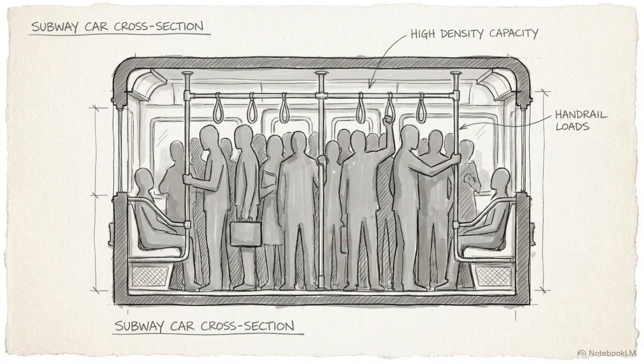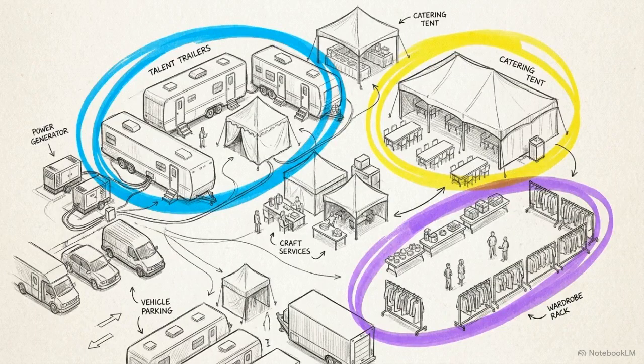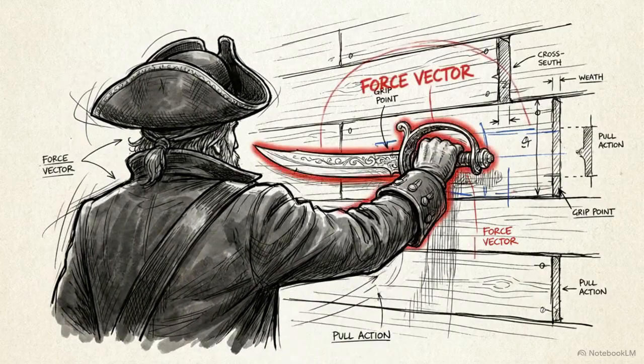You'll want to separate atmosphere extras, who simply fill a space, like commuters in a subway, from featured extras, who have a specific function, like a cashier ringing up groceries. Grouping these talent tiers correctly determines how many trailers, meals, and wardrobe setups you'll need to pay for on the day. Next, we have to categorize the physical items in the scene.